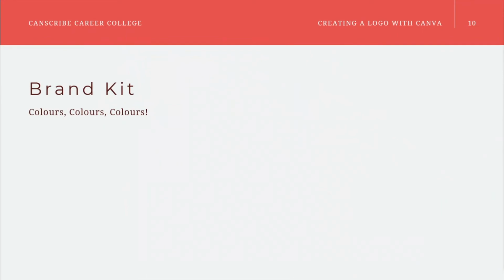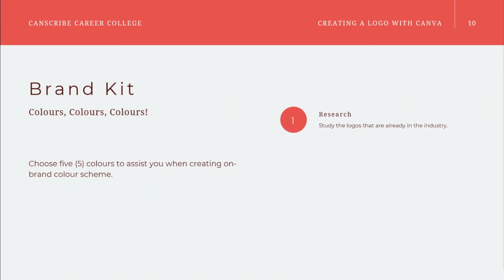So now we're going to talk about colors for your brand kit. It's recommended to choose 5 colors that are going to help you in creating your on-brand color schemes. So again, first thing first, do your research. It's very important to study logos that are already in the industry. This is because you really need to take note of things that you're seeing repeated in logos, so that way you can take note of what is working for companies and what isn't working for companies.